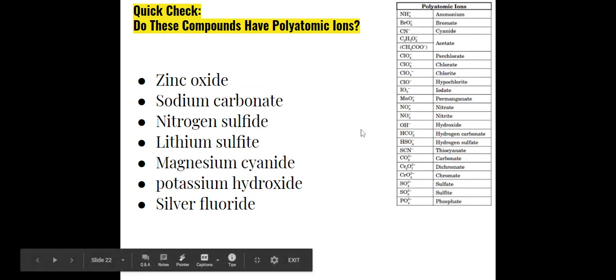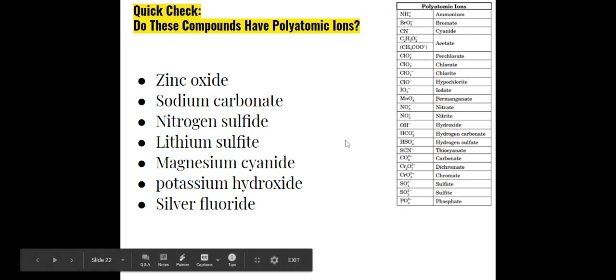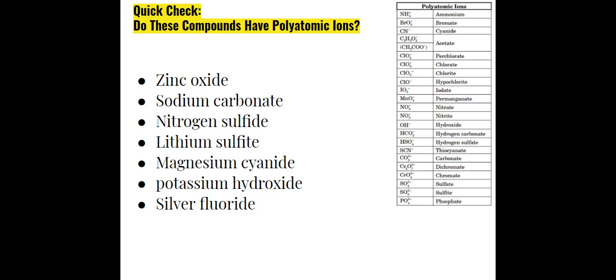So if you just want to go look at your reference table, you'll see this chart over here in the corner. And I want you guys to compare and contrast whether or not these compounds here have a polyatomic ion in them using this chart. Again, I'll give you about a minute, minute and 30. You can put your answers in the chat. Go ahead.